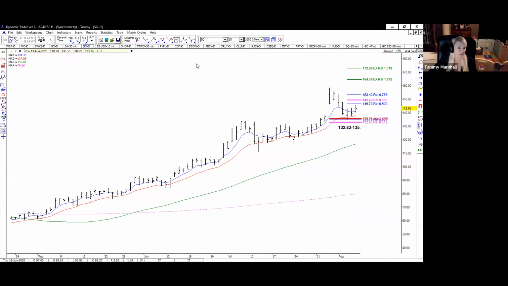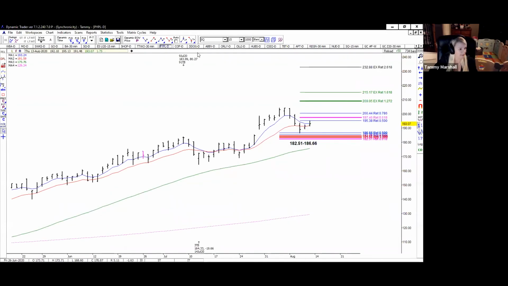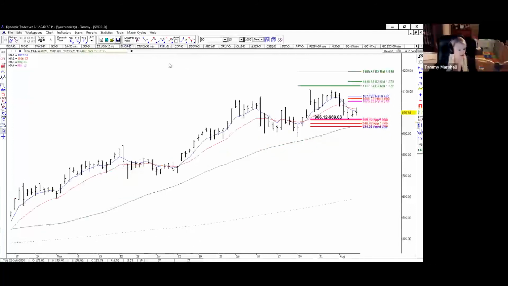Okay, a setup that is not royal is PayPal. No, not PayPal. PayPal is royal. See, blue on top, red, green, pink. It was Shop that I just noticed is not royal. Shop has the blue crossed back underneath the red, so it is not a royal setup. We are above the 50 and we are above the 200, but they have crossed to the downside on the daily.